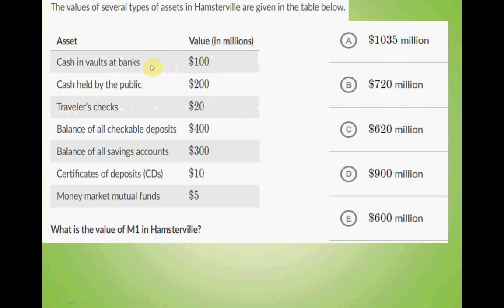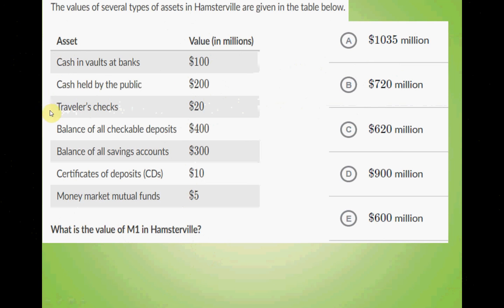So cash in the vaults, remember, that's only M0, right? That's the monetary base, so we're not going to include that one. So cash in the vaults at the banks, $100, forget about it. Cash held by the public, well, that's money in transactions, so that's probably going to be included. That's money that's used for transactions right now, so 200 million here, 200 is going to be included.